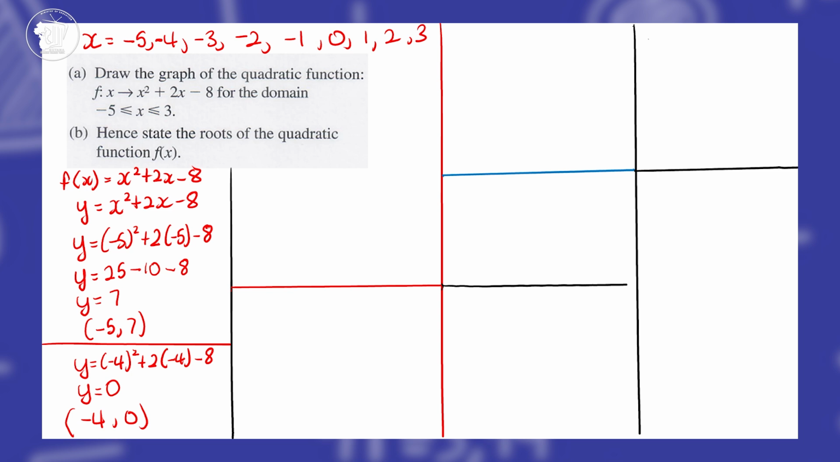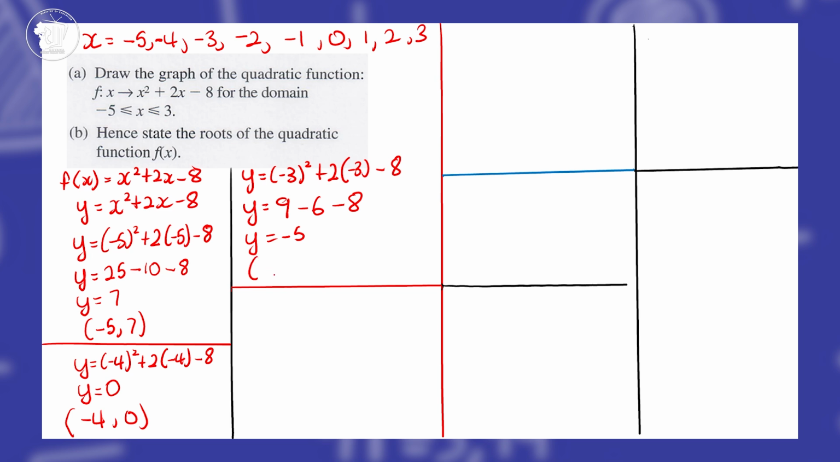And then now we want to move on to negative 3. So y is equal to, instead of x squared, negative 3 squared plus 2 times x, which will be negative 3, minus 8. So negative 3 squared would be 9, 2 times negative 3 would be minus 6, minus 8. So 9 minus 6 minus 8 would give us a value of y being equal to negative 5.